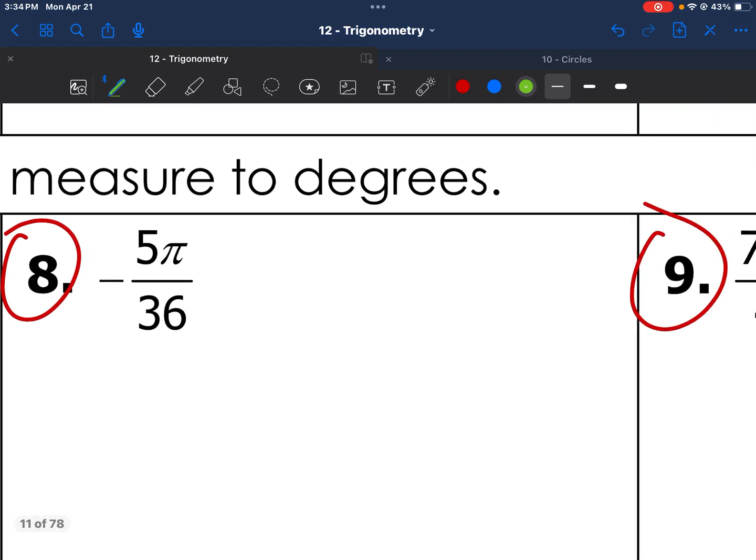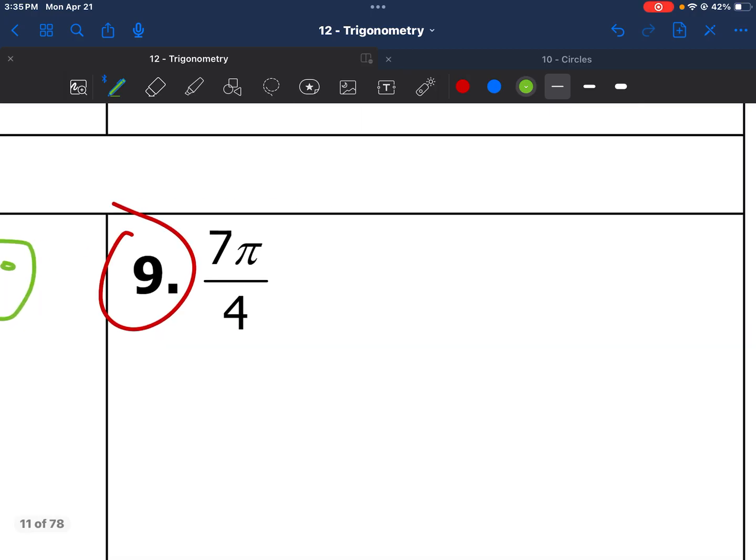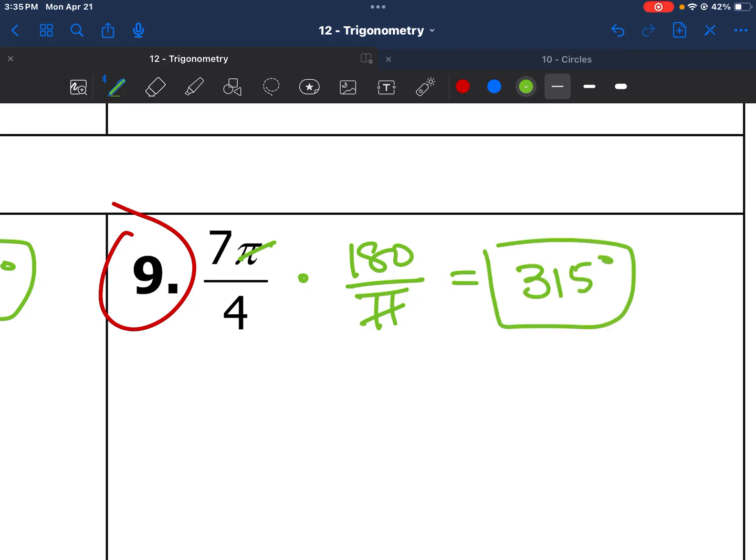Number 8, negative 5 pi over 36 radians multiplied by 180 over pi. Again, the pi's will cancel, and even if you type this into your calculator exactly like that, the pi's should still cancel. So negative 5 over 36 times 180 should give us negative 25 degrees. And then 7 pi over 4, we're going from radians to degrees, so we multiply by 180 over pi. The pi's will cancel, and this will give me 315 degrees.